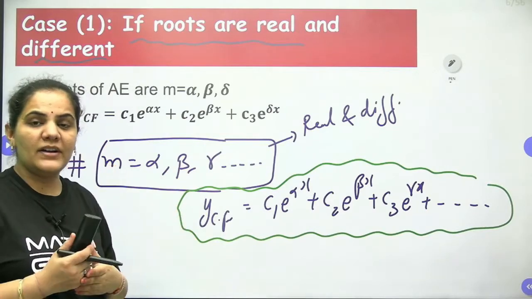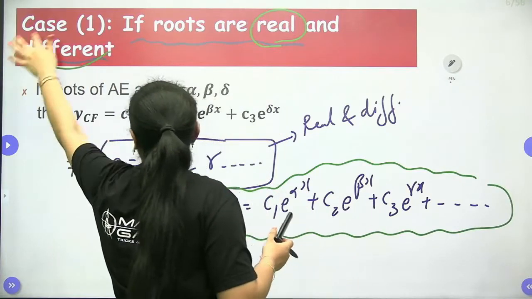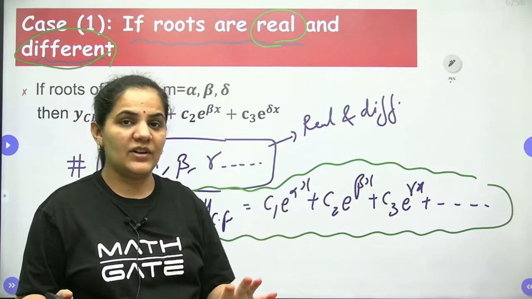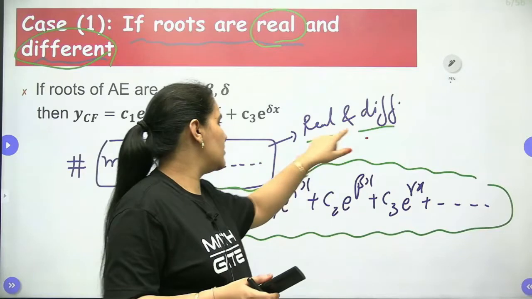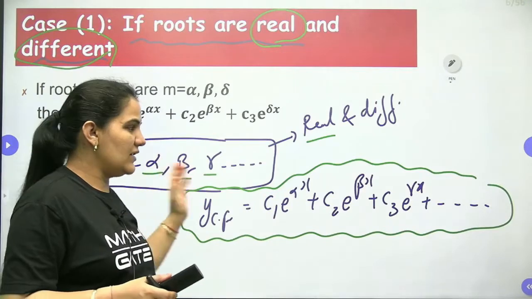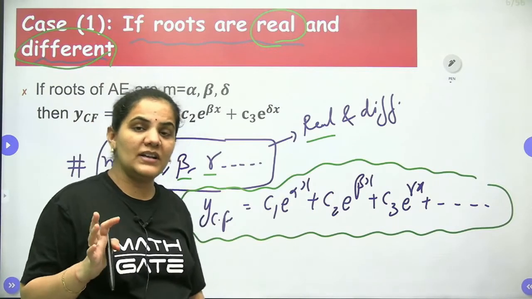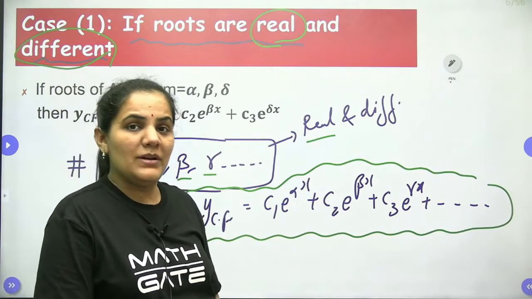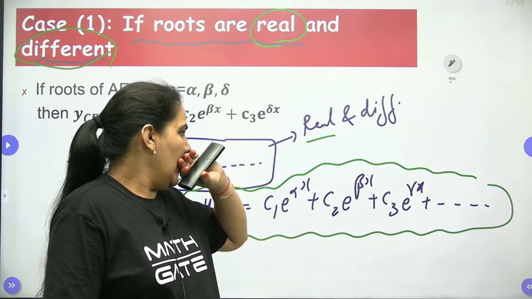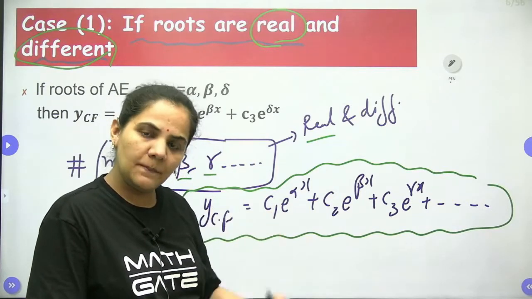This is a very simple format whenever we have roots which are real and different. Real means alpha, beta, gamma are real values, and different means the roots are not equal. So when we have real and different roots, we will approach it this way. So the CF, the complementary function for the given equation, will be C1 e to the power alpha x plus C2 e to the power beta x plus C3 e to the power gamma x and so on. Done? It's a simple thing.